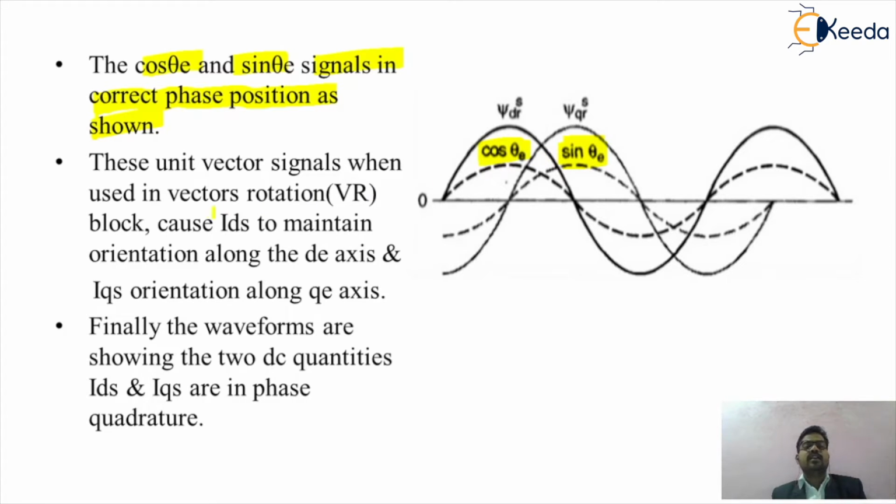This is the very important block that we had already studied, called the vector rotation block. The vector rotation block will be responsible for that particular conversion. When these unit vector quantities are used in the vector rotation block, it will produce the IDS and IQS orientation of the d-axis. So I can write, this will be responsible for the IDS quantity, this will be responsible for the IQS quantity. We have the very basic relationship between IDS and IQS that we had already derived earlier.